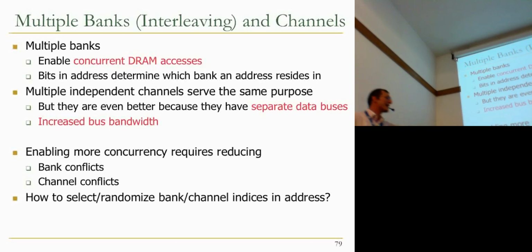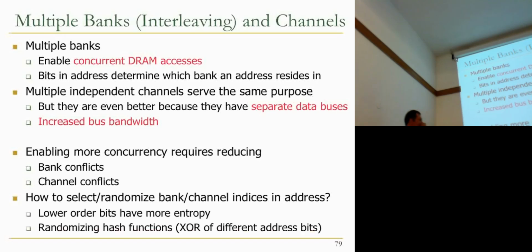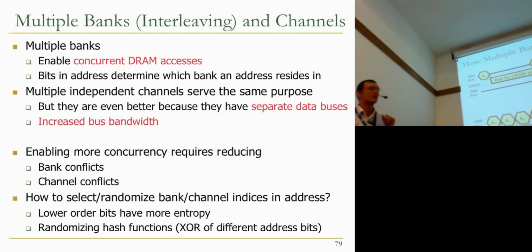Given that, how do you actually select or randomize a bank or channel index in this address? Usually, lower order bits have more entropy, and you can use randomizing hash functions to minimize these conflicts. And that paper that I mentioned, Bob Rau's paper, is a good one to read that talks about that.